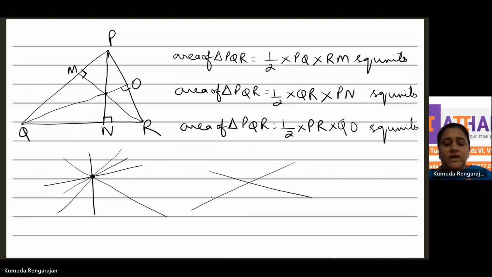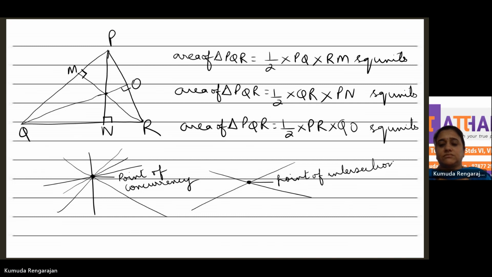But this is called the point of intersection. Only exactly 2 lines, then it's called the point of intersection. More than 2 lines, point of concurrency. When 2 lines pass through the same point, that common point is called the point of intersection. When more than 2 lines pass through the same point, then that point is called the point of concurrency.